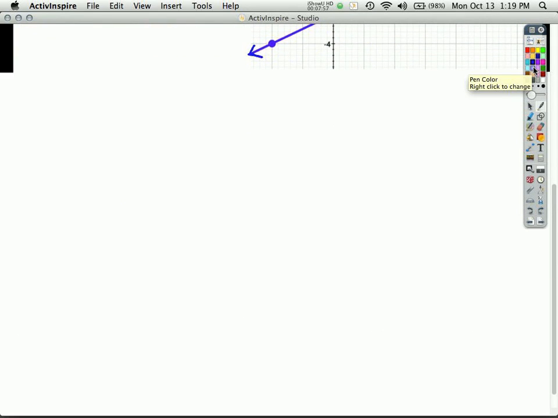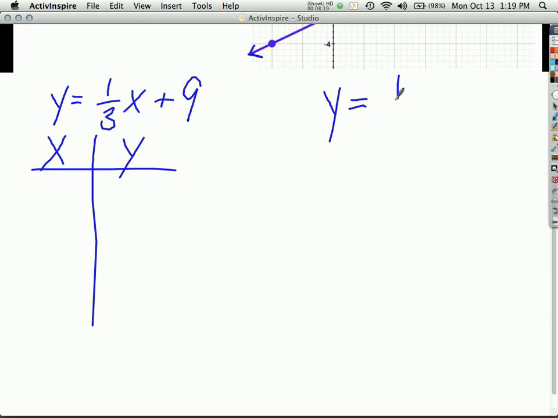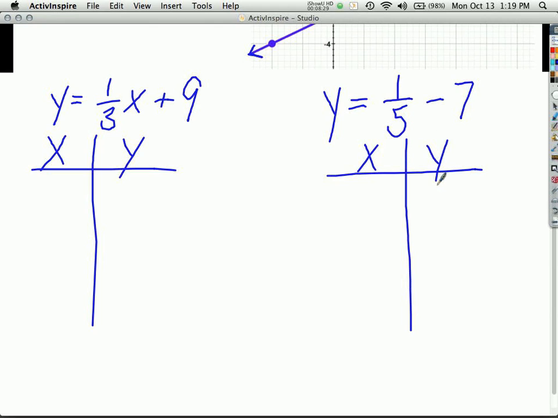What if the function was y equals 1/3 x plus 9? What x values should I choose so that my y values come out really nice and friendly? Don't answer that yet. What if the function was y equals 1/5 x minus, I don't know, 7? What x values should I choose so that I get whole numbers in the y value? Think about it for a moment.